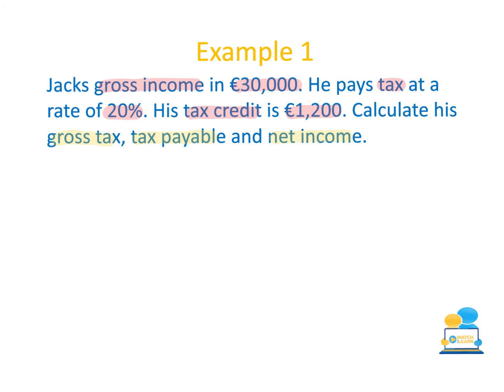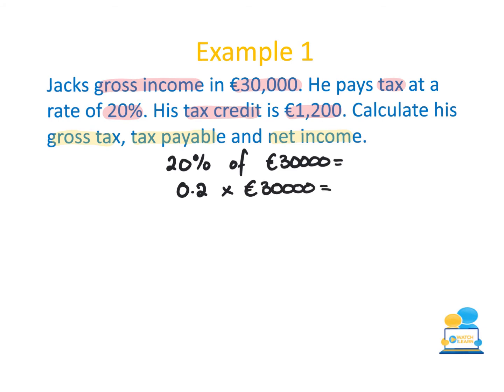So to begin this question, I need to find out what tax he pays. To do that, I'm going to find out what is 20% of €30,000. To find this out, I need to change 20% into a fraction or a decimal. So 20% as a fraction would be 20 over 100, or as a decimal, it would be 0.2, multiplied by €30,000. Popping that into my calculator, that gives me €6,000.